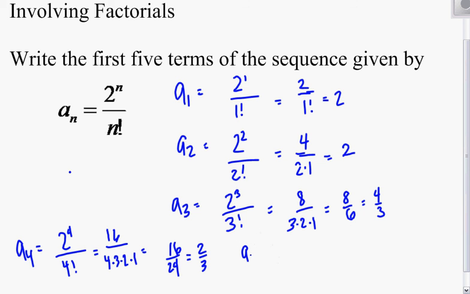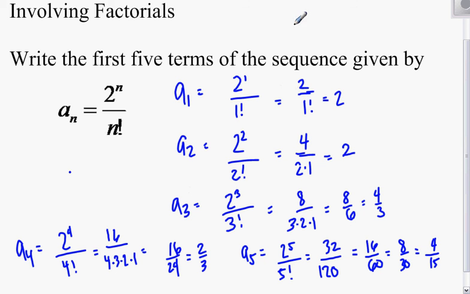Then we have a sub 5. We have 2 to the fifth power over 5 factorial. I get 32 over 120. 5 times 4 times 3 times 2 times 1. And divide top and bottom by 2. You get 16 over 60. Divide again by 2. You get 8 over 30. Divide by 2 again. You get 4 over 15. So the terms of this sequence, if we were to write them out, are 2, 2, 4 thirds, 2 thirds, 4 fifteenths, and so on. And that's the first 5 terms of the sequence.